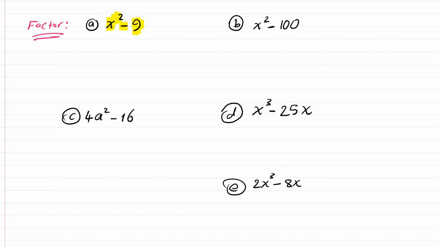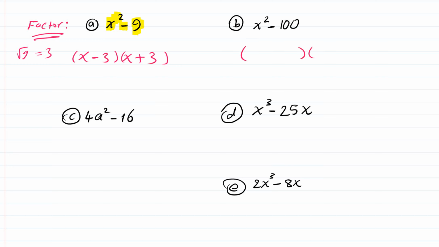Students, we need to write two brackets. Always one negative, one positive, or one positive, one negative. x. What's the square root of 9? Equals 3, right? So we write 3. Same thing for part B.